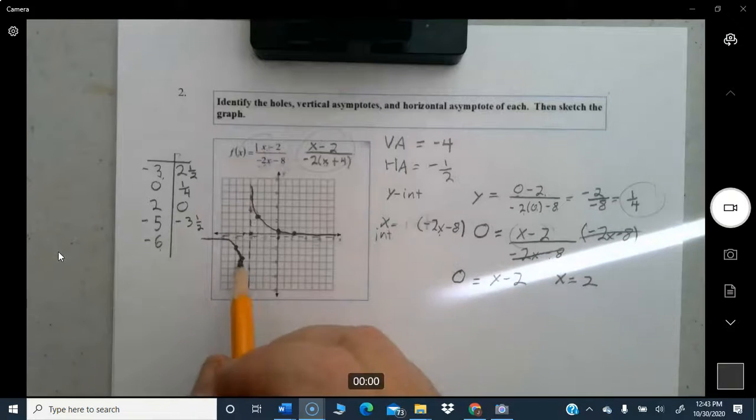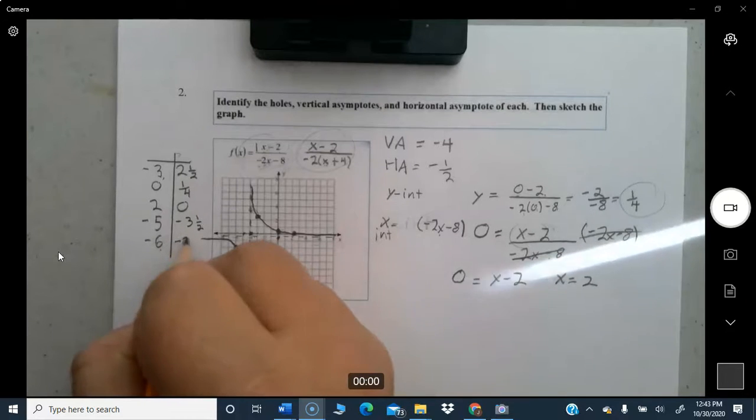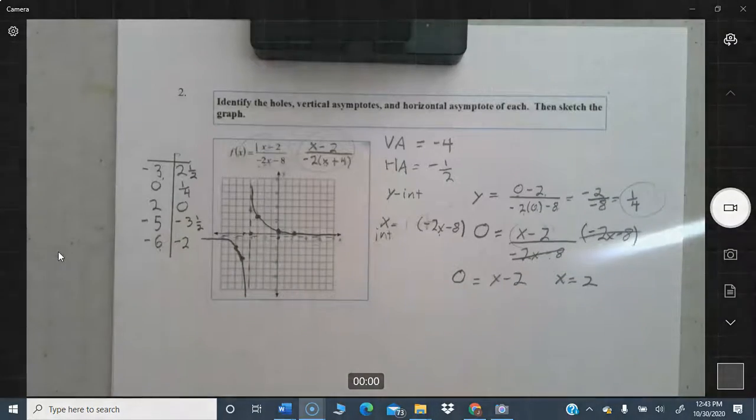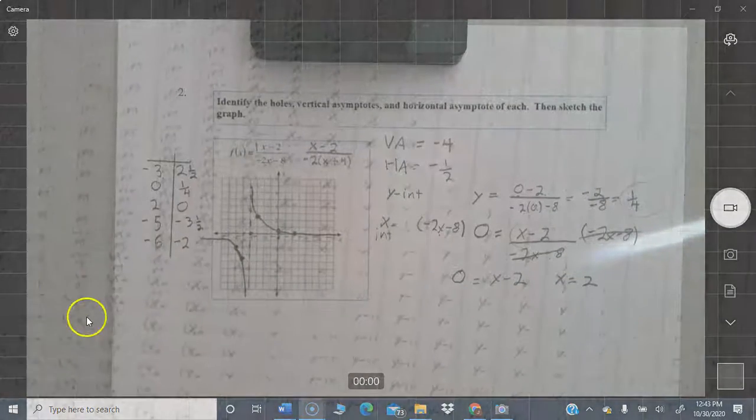Okay, what did I say that was? Negative 2, right? Okay. All right. So let's go to Desmos. Let's see how that works.